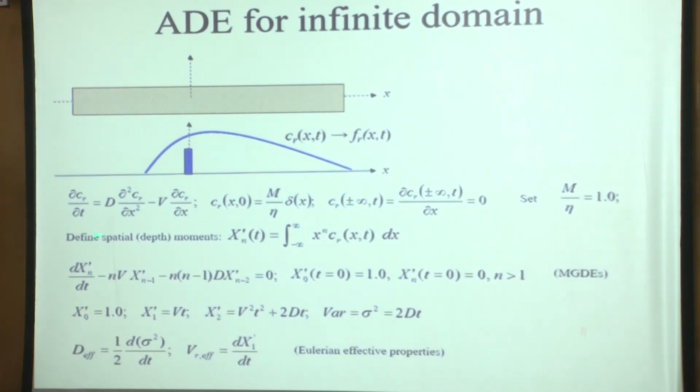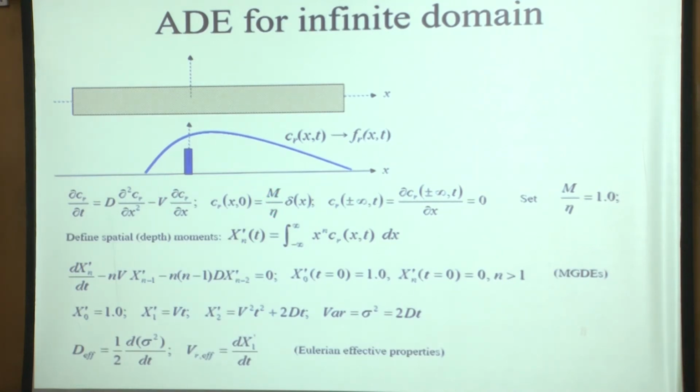Same governing equation. What has changed? The boundary condition is different now. My resident concentration at time t equals 0 is a delta function in x, which means at x equals 0, all the mass was added. Mass of solute is m.